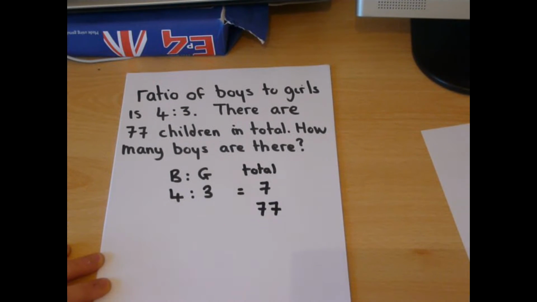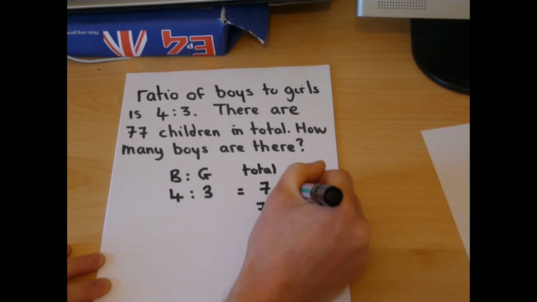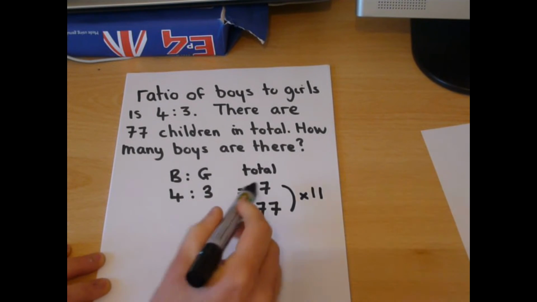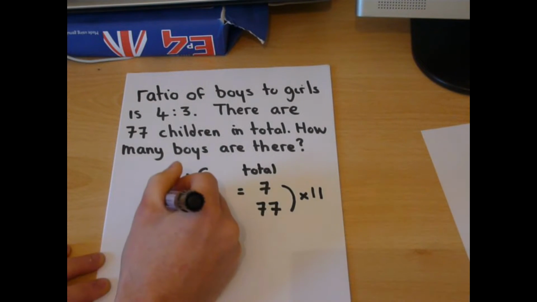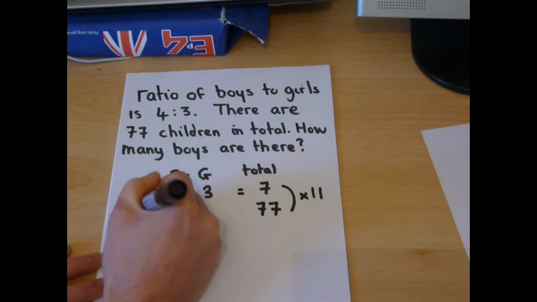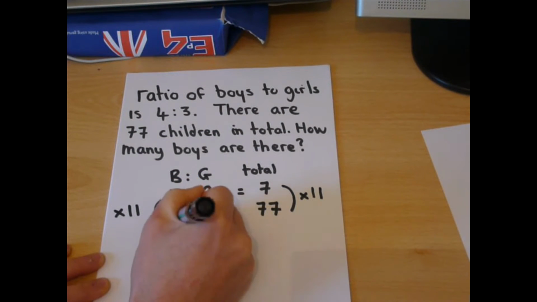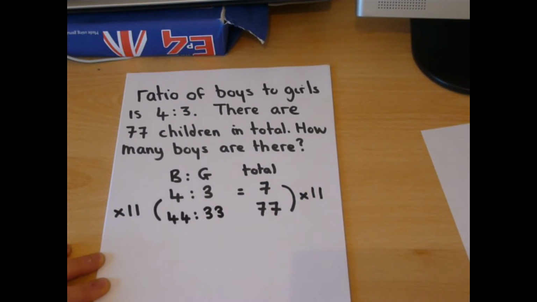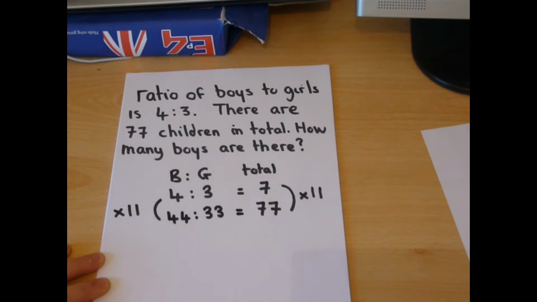So in each group, there are 4 boys and 3 girls. There must therefore be 11 groups, because 7 times 11 is 77. So, if there are 11 groups, and in each group there are 4 boys and 3 girls, there must be 44 boys and 33 girls, giving you your 77 children in total.